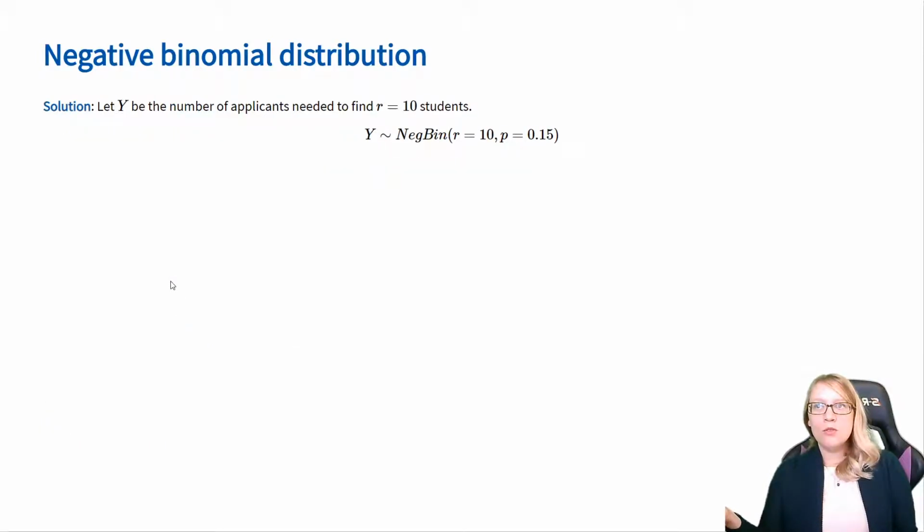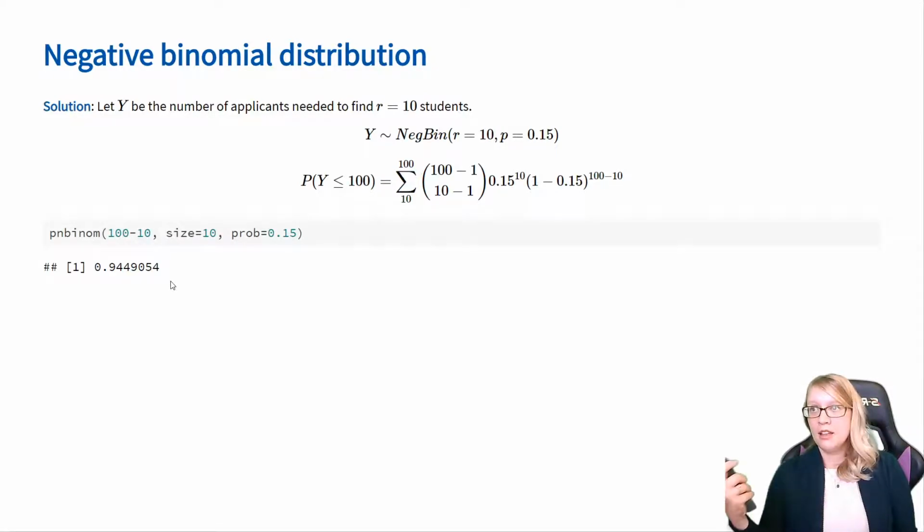Okay, so let's let y then be the number of applicants needed to find those 10 students. Here's our summation that we want to look at, 91 terms. We don't want to do that by hand, so we'll use that cumulative probability function in R.